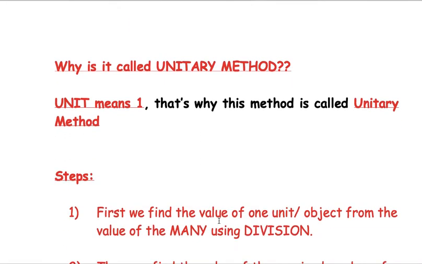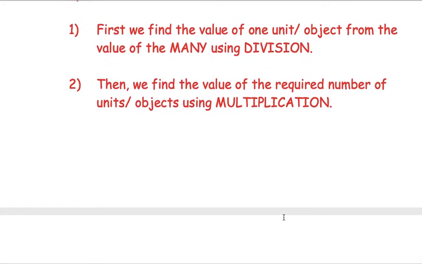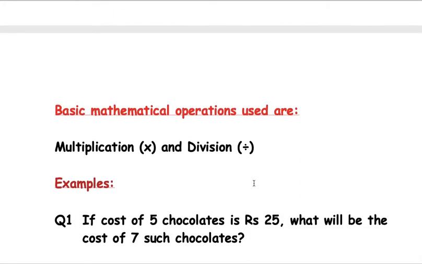Now what are the steps involved? Let's have a look. First we find the value of 1 unit or object from the value of the many using division. Then second step is we find the value of the required number of units or objects using multiplication. So which mathematical operations are we using here? Division and then multiplication. So we are using two mathematical operations, that is multiplication and division.